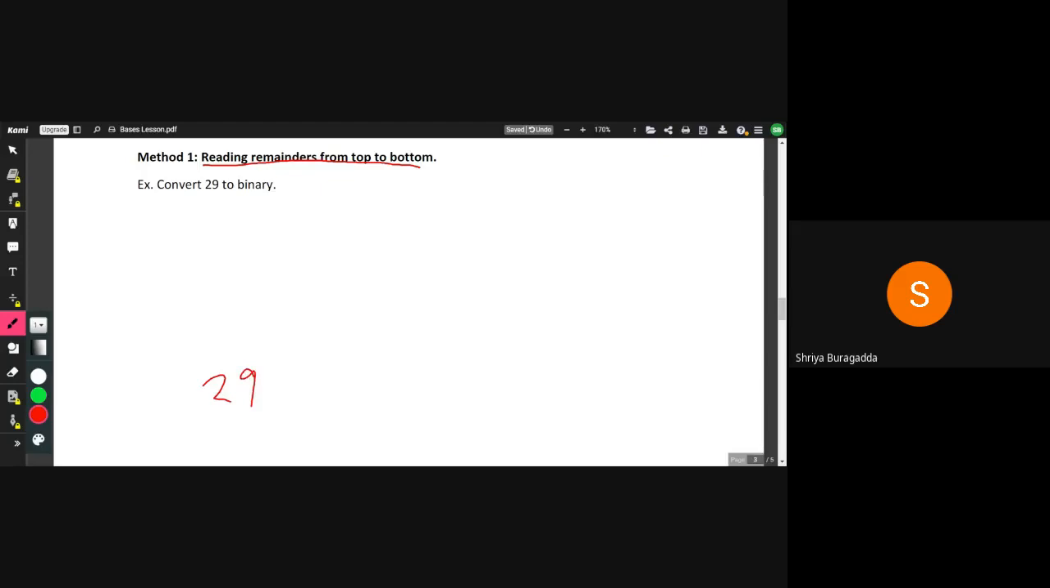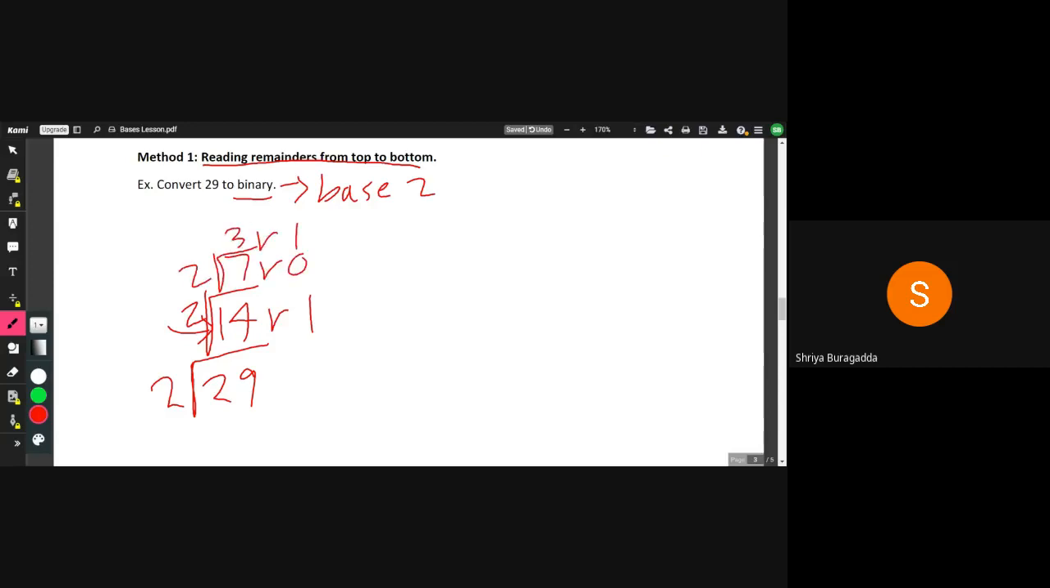So let's do 29. Binary is also base 2. So we will divide by 2 until we get the number to 0. Dividing 29 by 2, that's 14 remainder 1. Divide this by 2 again, that's 7 remainder 0. Divide by 2 again, 3 remainder 1. Divide by 2, 1 remainder 1, and divide by 2 again, even though this is less than the divisor, and then you get 0 remainder 1.